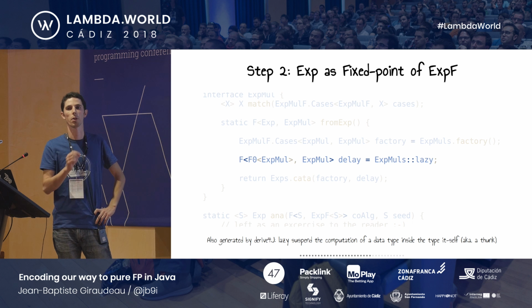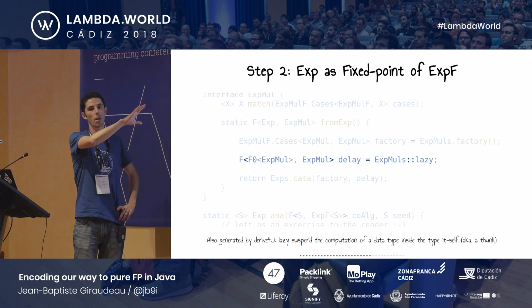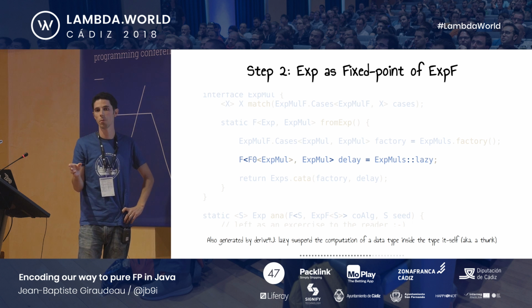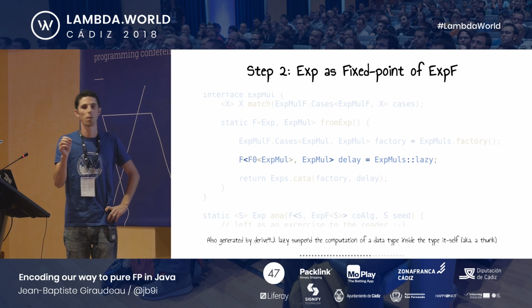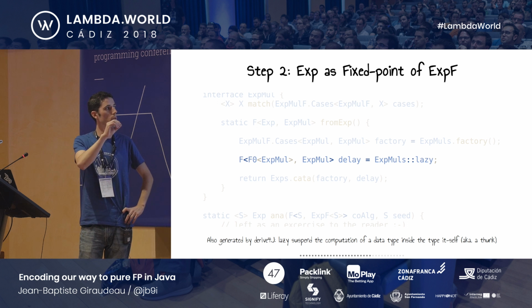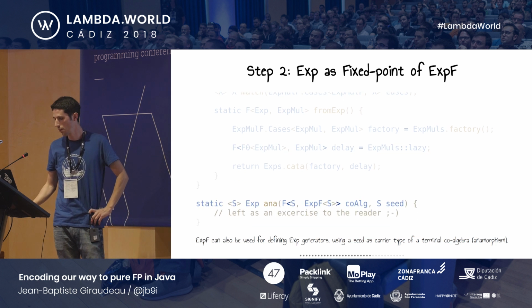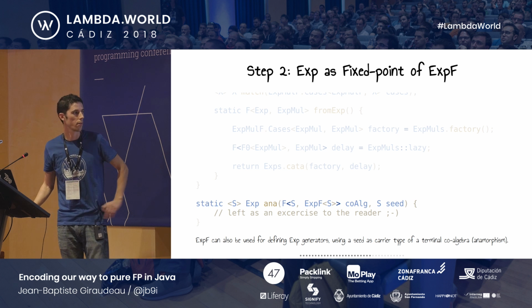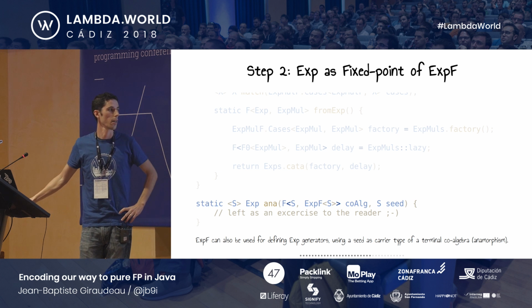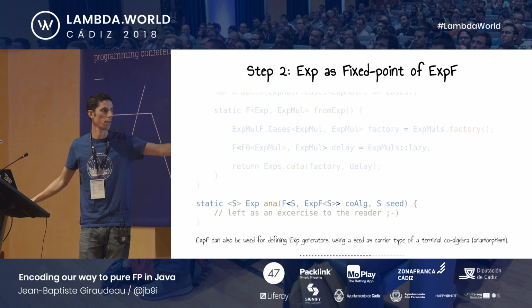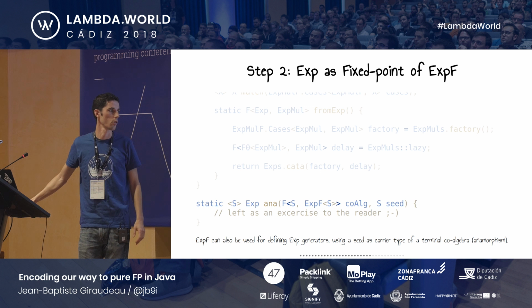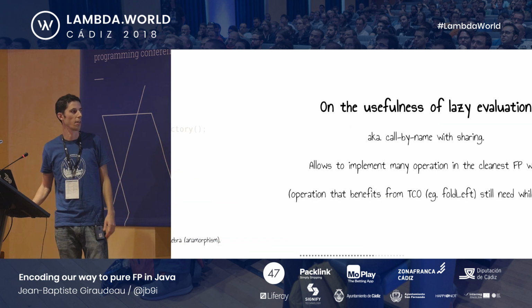Why we need that is because otherwise we don't have stack safety. If we have a very nested exp value and we don't suspend the computation, then we blow the stack. Another nice use of the exp functor is to create an anamorphism, which is a way to generate x values. It's very nice to implement. Left it as an exercise.